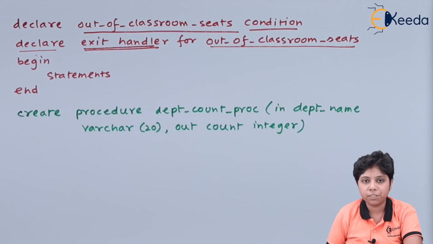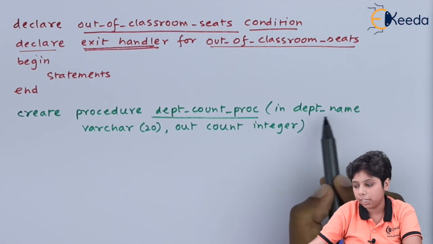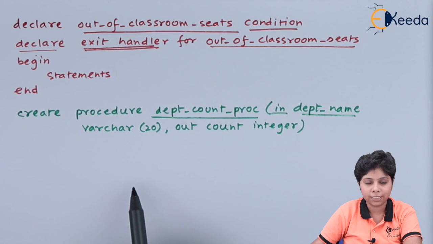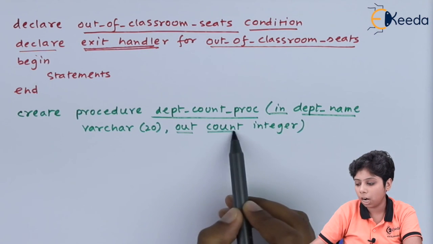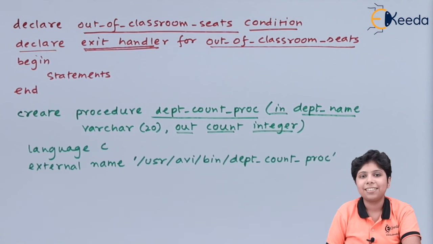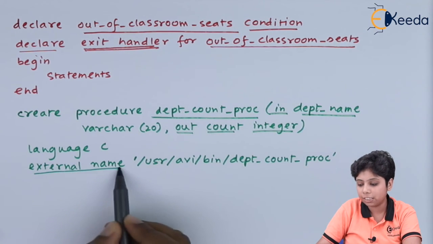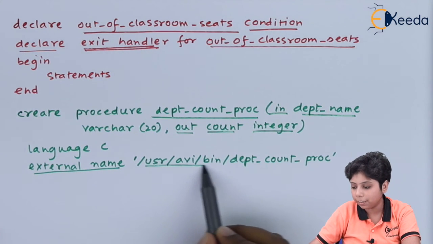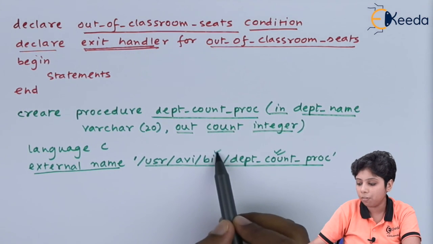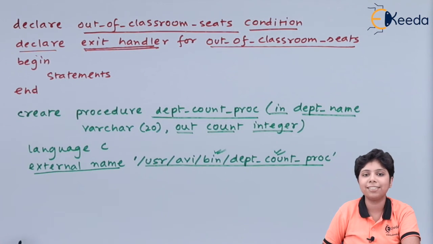See, I am creating a procedure, dept_count_proc, with the department name as a variable, an in parameter of the particular data type, and then out the count as an integer. Now I need to introduce language C to have a construct in the procedure. See that I can now use all the C language and move to a C language environment using the external name keyword, with the path where I will place this dept_count_proc procedure inside the bin file memory of that particular C language.